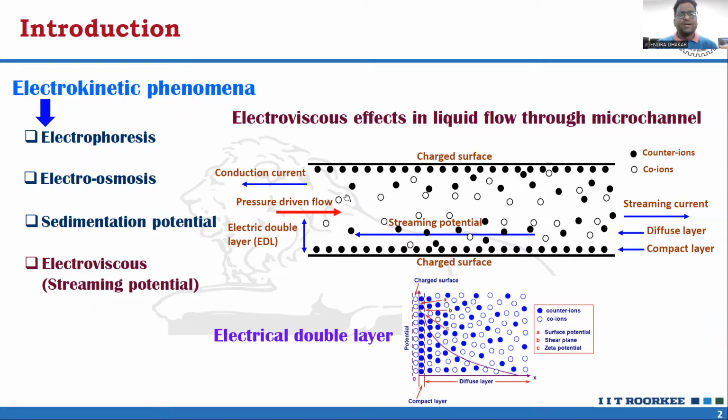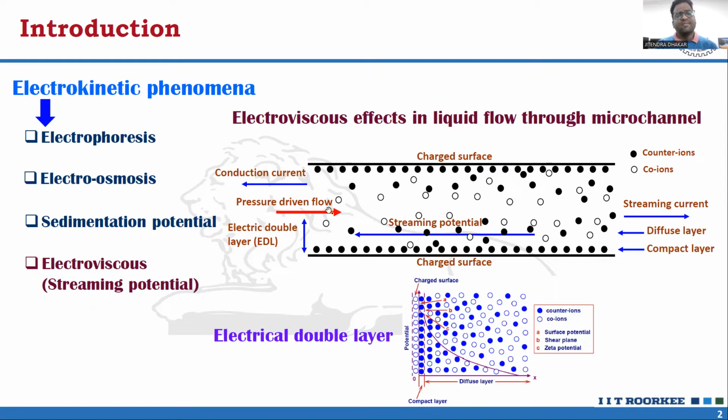When ionic liquid comes into contact with charged surface of the microfluidic device, then charged walls of my device attract counter ions and repel coions, and then rearrangement of the ions forms an electric double layer. That electric double layer is shown here. It consists of a compact layer and diffuse layer. The ions in the compact layer are fixed, and the ions in the diffuse layer are free to move.